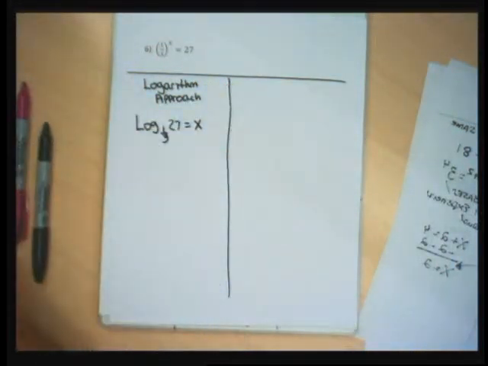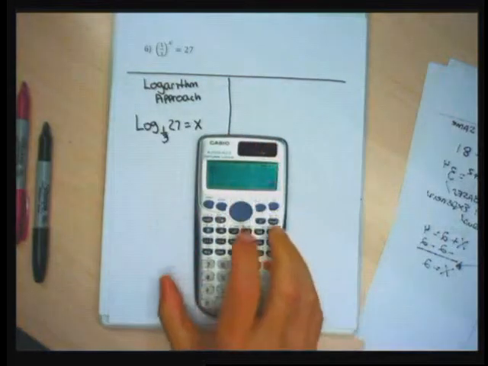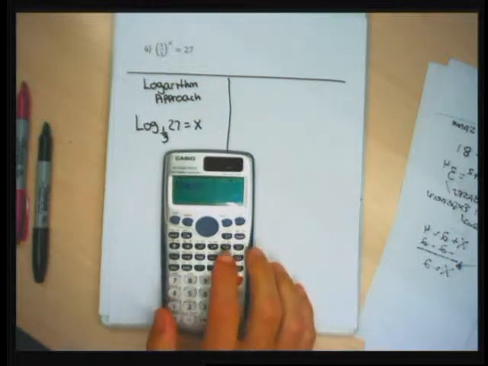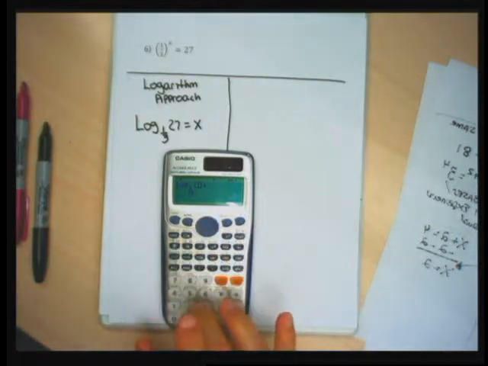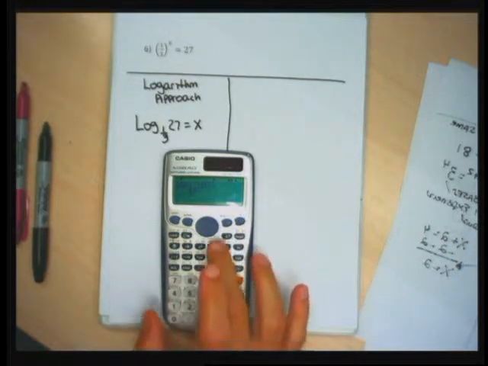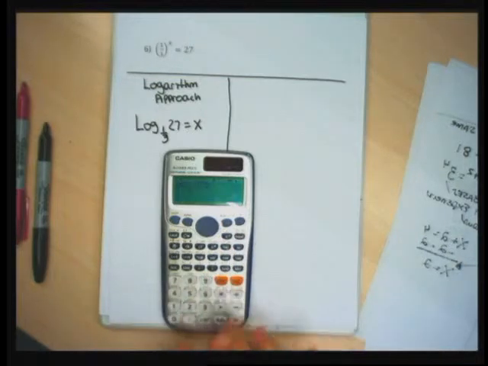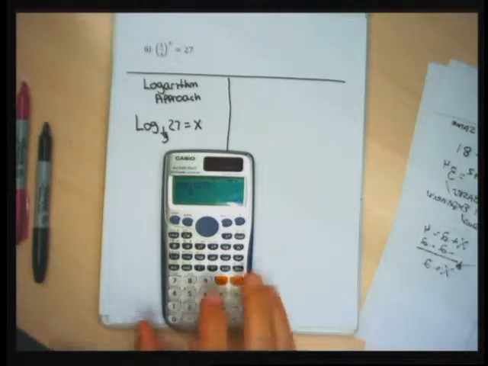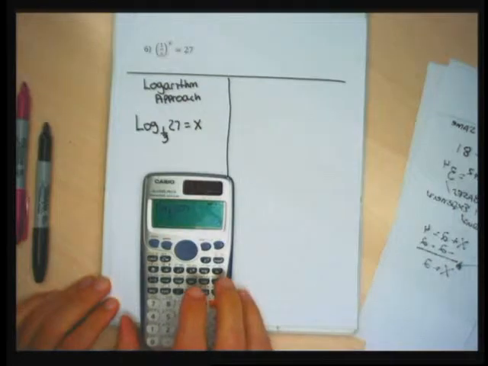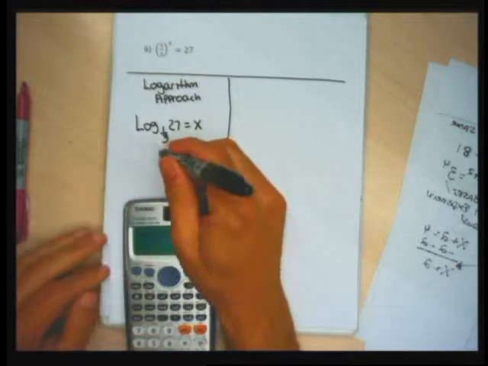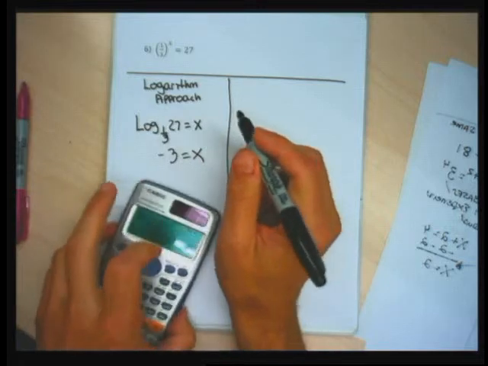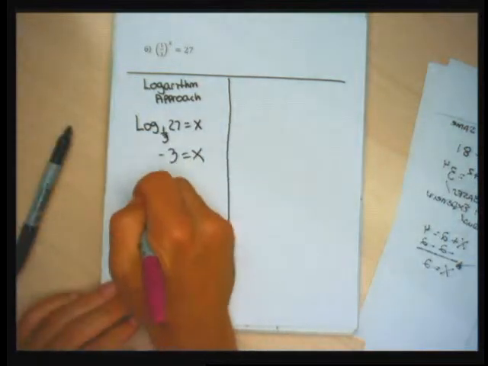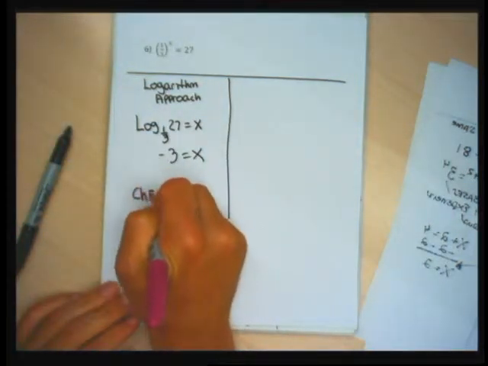The logarithm approach takes seconds to do because I'm relying on my calculator, so I'm doing the log base 1/3 of 27 and I get -3. So I'm done other than the checking part. So I have -3 equals x, and now I'll go into checking mode. I'm using my calculator for that as well.